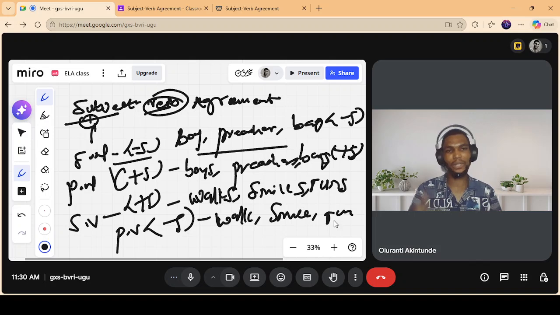Now that is a simple breakdown of, I would call it an introduction into subject verb agreement, right? So that's the introduction to subject verb agreement, right?